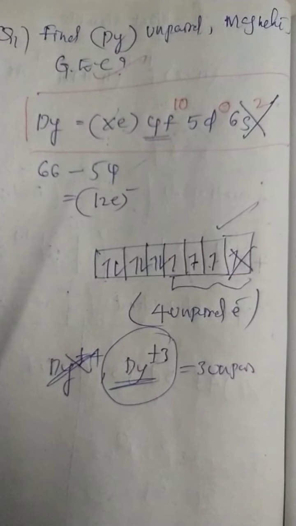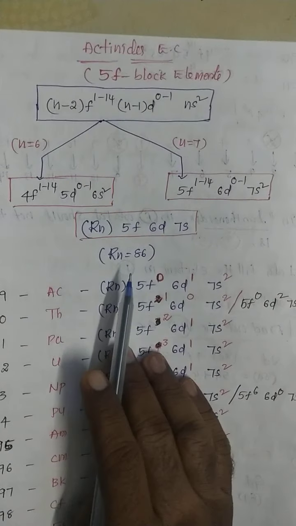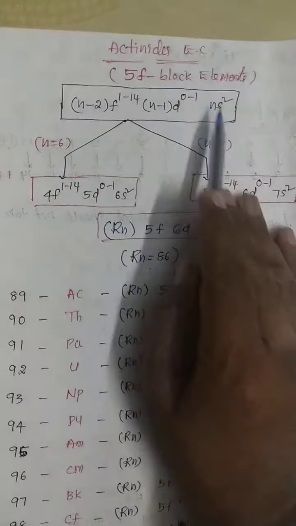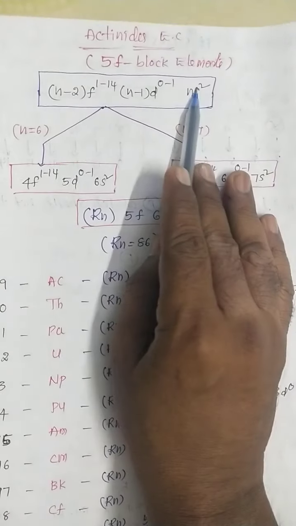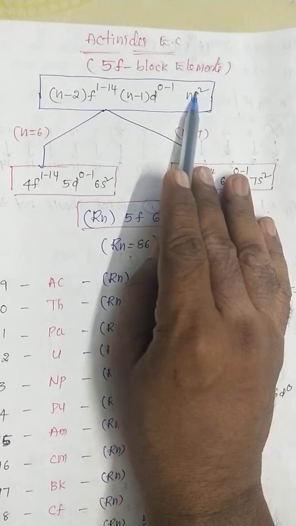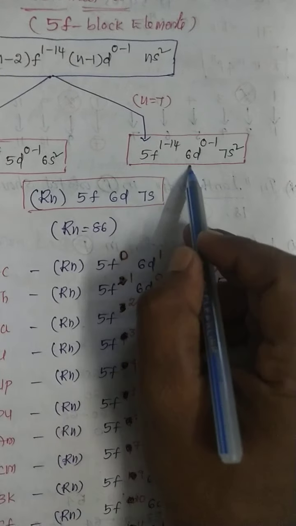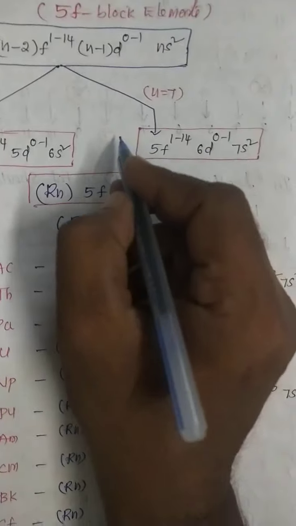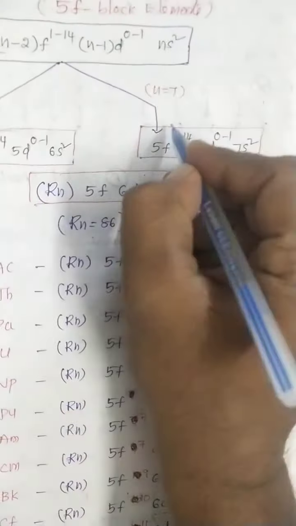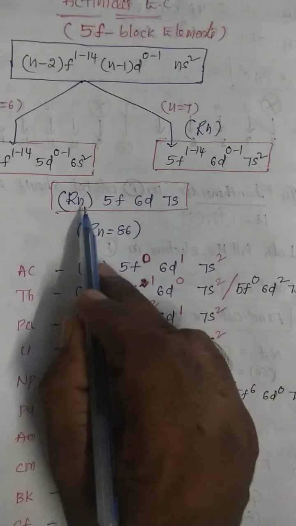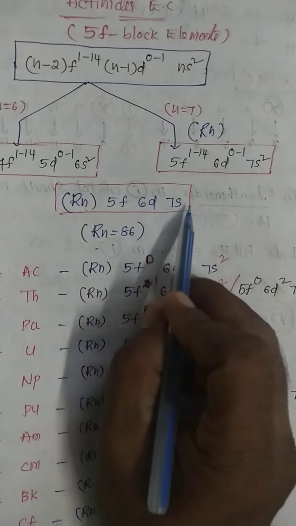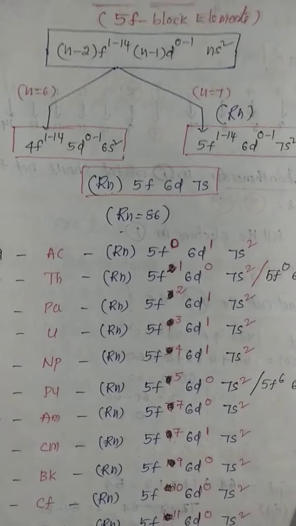Okay students, now the actinides' electronic configuration. See, I already discussed this area. This is the general electronic configuration of the f block elements. The lanthanide series is already completed. Now the actinoid series. In the actinoid series, 5f 6d 7s is the general electronic configuration. Before this configuration, radon is there, and radon's atomic number is 86. So radon 5f 6d 7s is the general representation of the electronic configuration for actinoids.